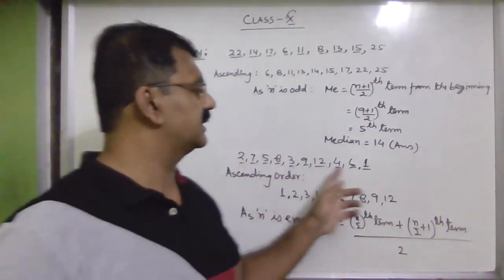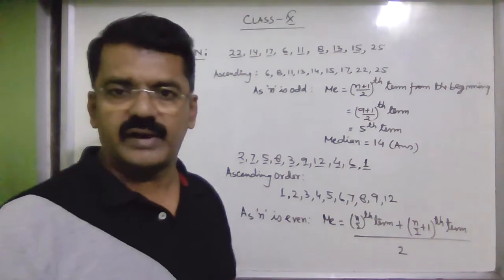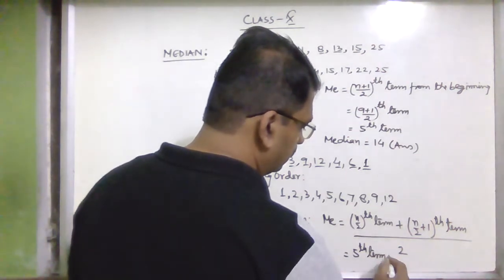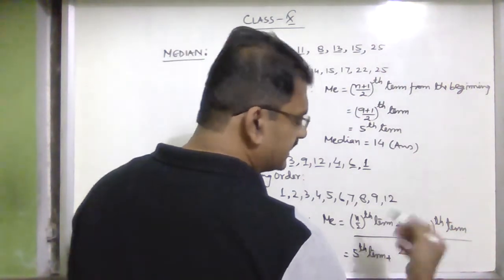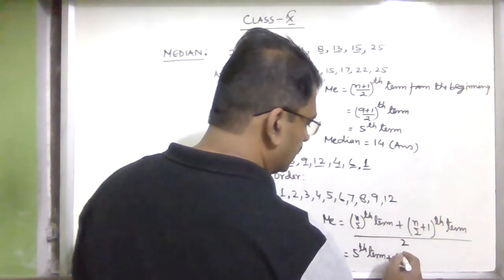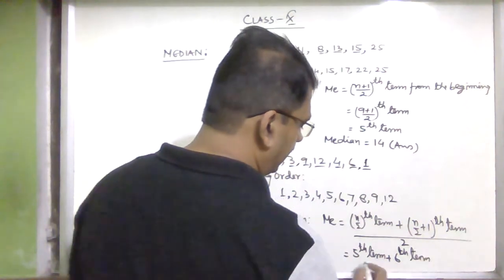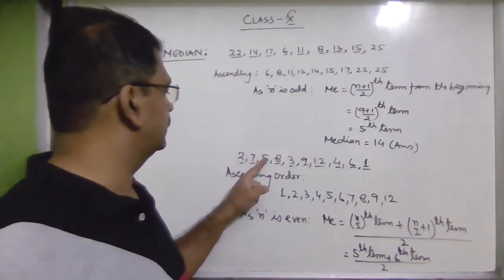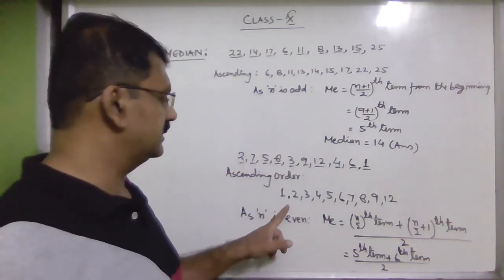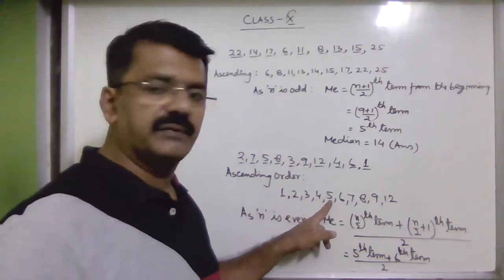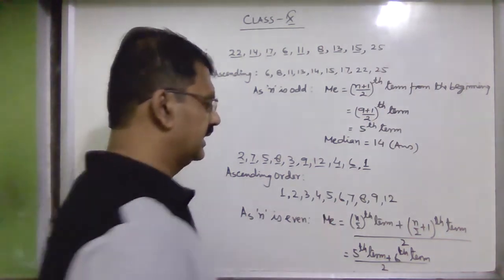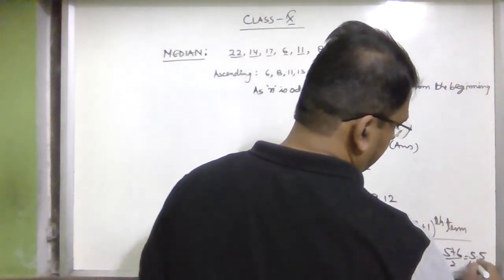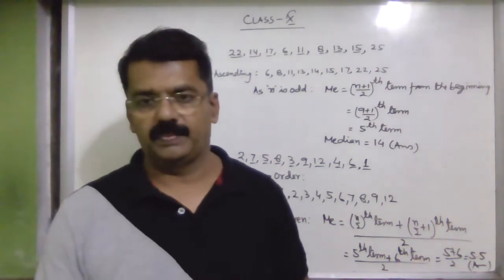Now first of all, how many terms are there? I said 10. So 10 upon 2 is 5. That means the 5th term plus 5 plus 1, the 6th term, means the next term, divided by 2. Okay, 5th term plus 6th term by 2. Now the 5th term, 1, 2, 3, 4, 5. The 5th term is 5 and the 6th term is 6. So it will be 5 plus 6 by 2. So 5.5 is your answer. Clear?